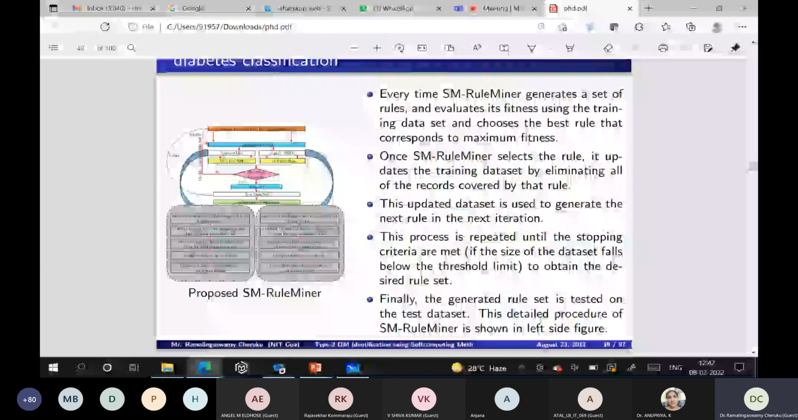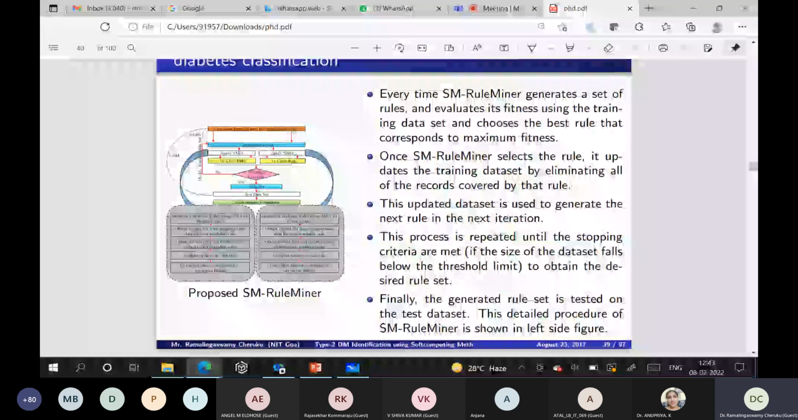Means from the whole data set, first you will apply the SMO, the spider monkey based optimization algorithm, to generate the rule R1. Once you generate the rule R1, you will update the data set to generate the rule R2. This process you have to repeat until you reach a certain threshold. Once you reach the threshold, your process is done. You will generate multiple rules from the specific data set.